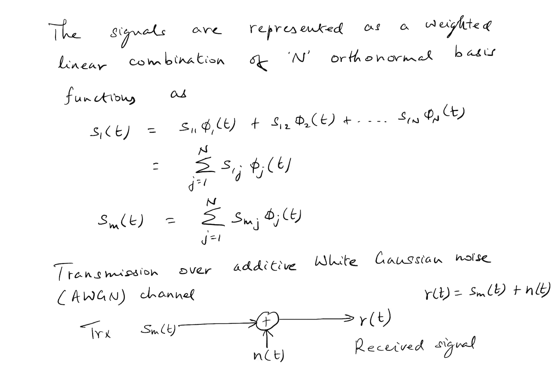So with that information, we can now denote the received signal R of t to be the transmitted signal Sm of t plus the noise signal N of t. So that gives us the received signal R of t.